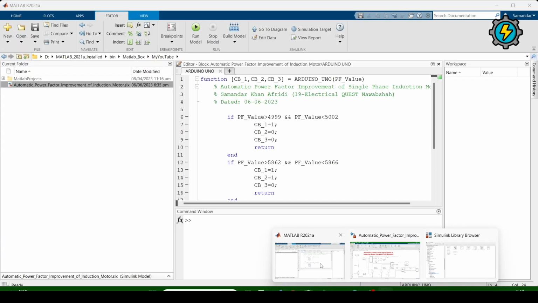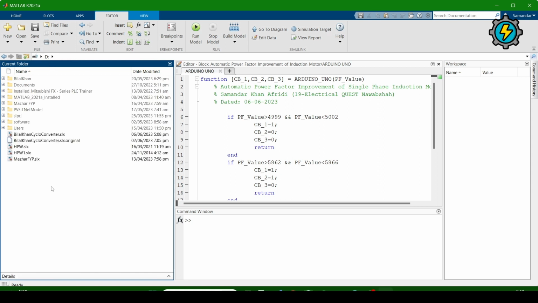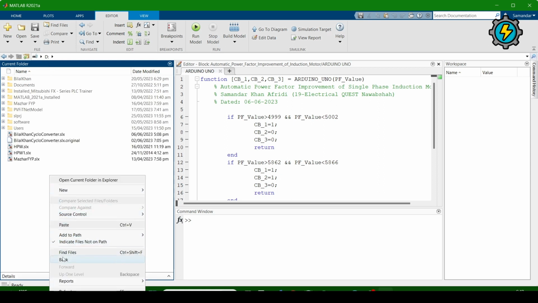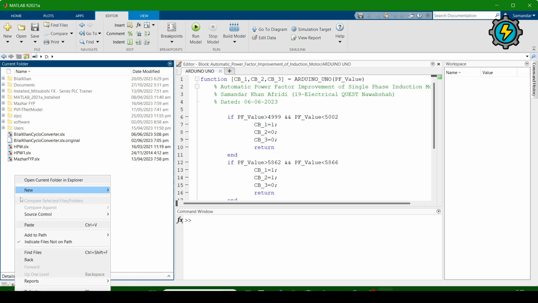So I am cutting the simulation file and pasting it outside of the folder where we installed MATLAB. So we will paste this simulation file in a place where we did not install the MATLAB files, or outside of the MATLAB installation folder. I installed MATLAB in this path, so I am pasting this here.